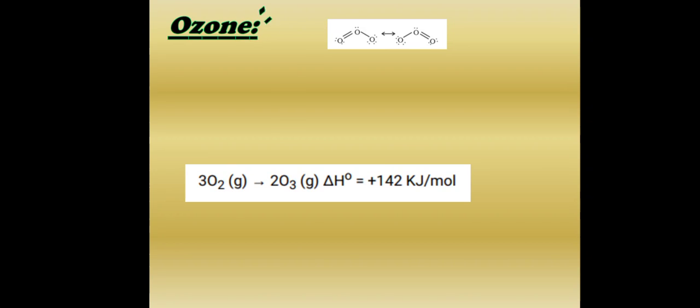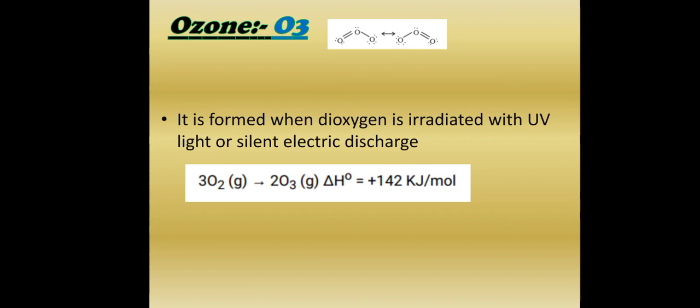Let's pass on to the next compound, ozone. Of course, its formula is O3. If we see its structure, it has resonating structures. On one side it has a double bond between two oxygen atoms, on the other side a single bond, which is a coordinate bond actually, and the two different structures convert into one another because these are resonating structures. So the bond length will be equal between the oxygen atoms in both cases due to resonance, and the molecule will be stable. It can be prepared when dioxygen is irradiated with UV light or silent electric discharge, so oxygen can be converted into ozone.